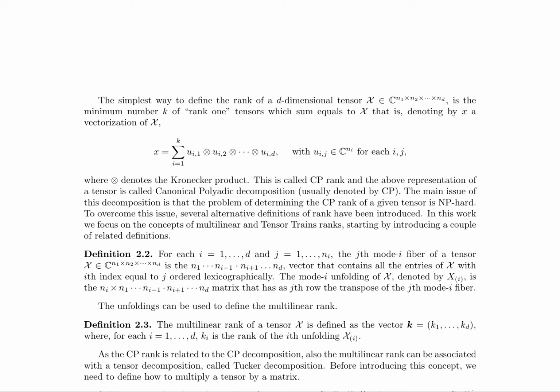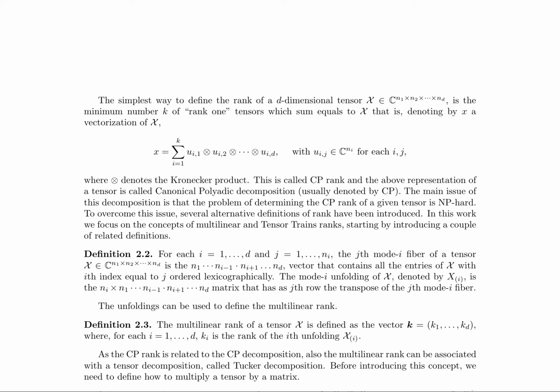In the realm of tensor decomposition, the canonical polyadic, CP, decomposition is a fundamental concept, where a tensor is represented as a sum of rank 1 tensors. However, determining the CP rank of a tensor is NP-hard. To overcome this issue, alternative definitions of rank have been introduced, including multilinear and tensor train ranks. The multilinear rank of a tensor X is defined as the vector k equals (k1, ..., kd), where k_i is the rank of the ith unfolding X_(i).